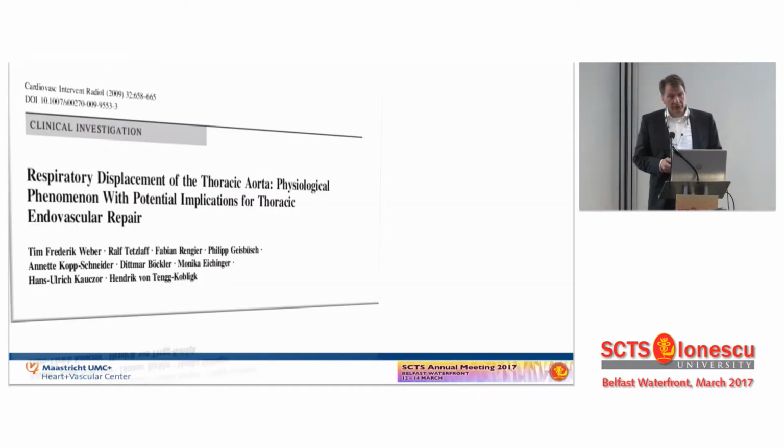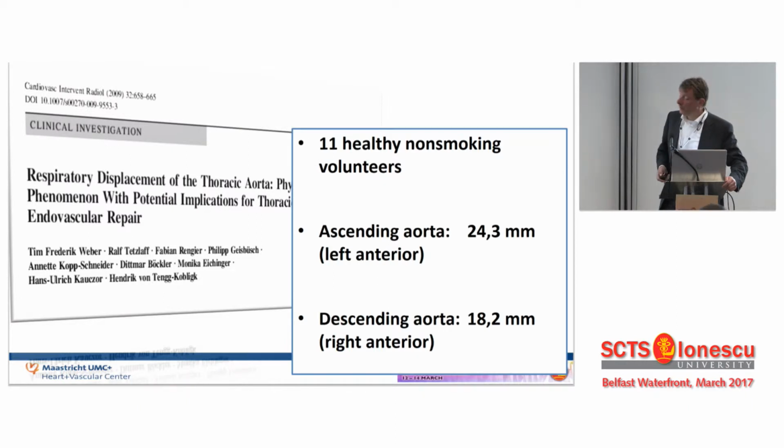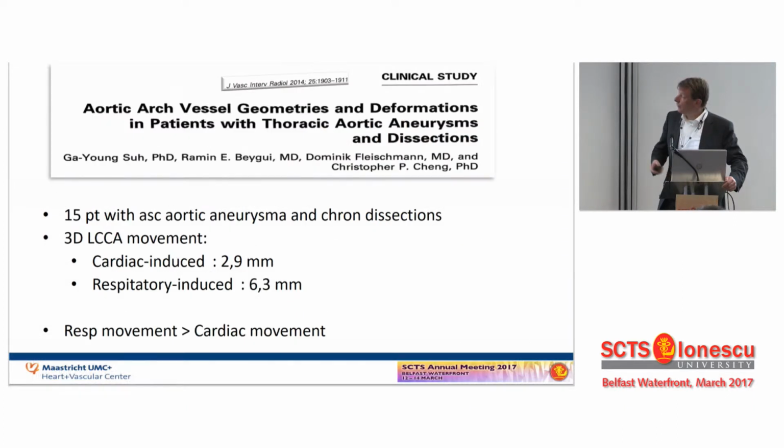Not so recognized is respiratory movement of the arch. And this is a phenomenon which has been looked at here in healthy people. And you see the ascending aorta and descending aorta both move quite a lot during inspiration and expiration. You can reason that in the sick aorta, more fibrotic, that should be less, but that's not true. Here in this report, you can even see that respiratory movement of the arch is almost 3 times larger than cardiac movement of the arch.